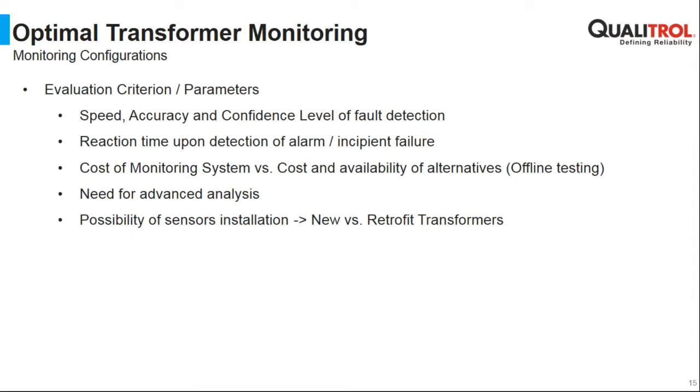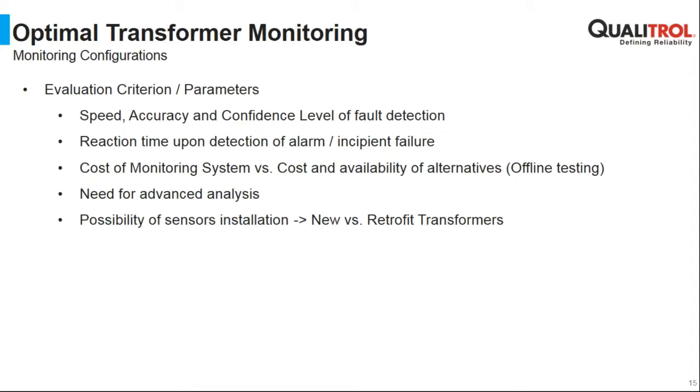And in order also to come up with a setup for what is a minimum of parameters we should monitor, and what is comprehensive monitoring, also depending on the importance of the transformer, but also in terms of cost of the monitoring system versus cost of availability of alternatives, which we're talking about, offline testing. So what makes sense? What is a cost benefit, so to say?